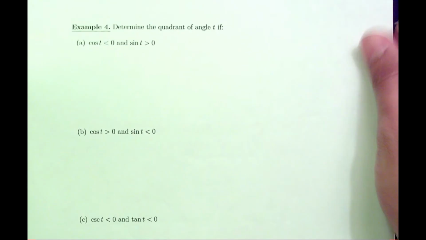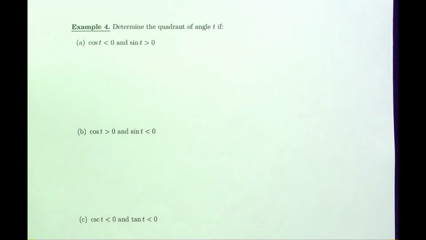Now, look at this example. It says, determine the quadrant of angle T if you know this. So this example is about understanding the relationship between the signs of the trigonometric values of an angle, and what that means in terms of where the angle is on the plane, in what quadrant.